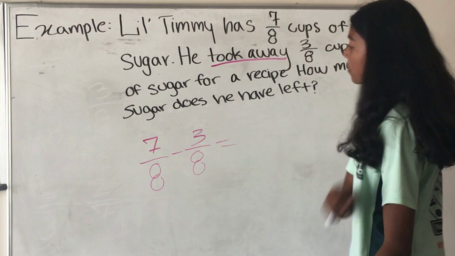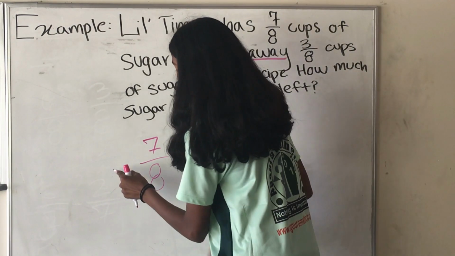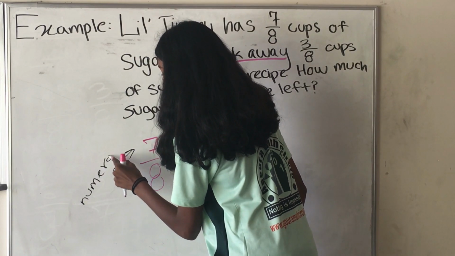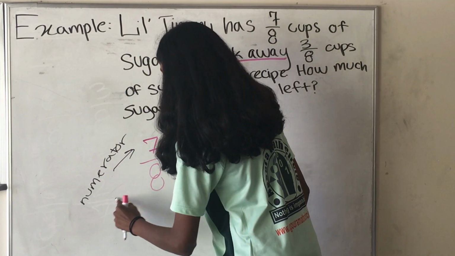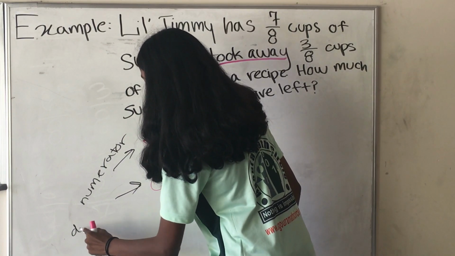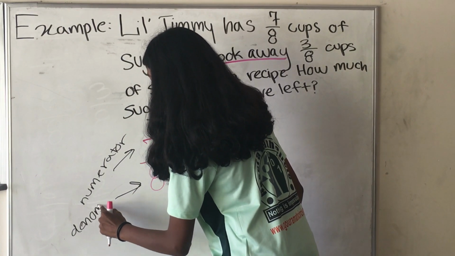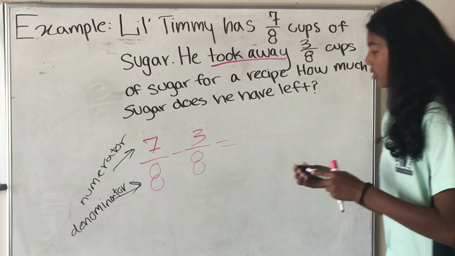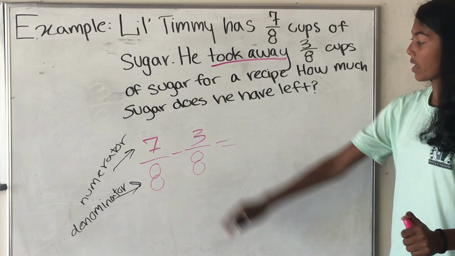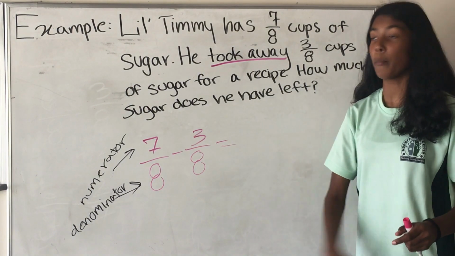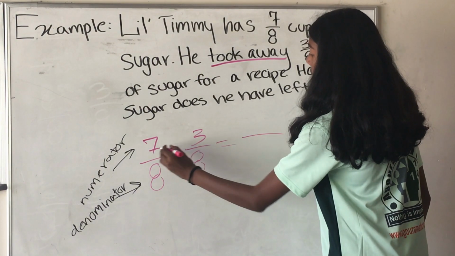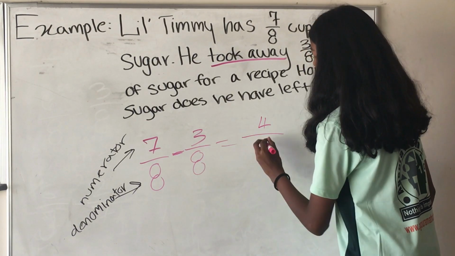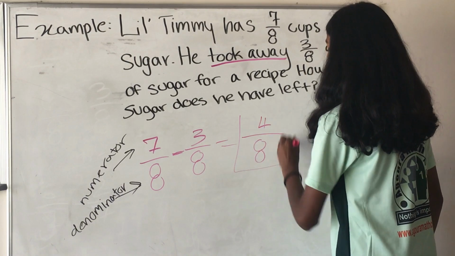Just a quick review and reminder, the top is the numerator, and the bottom is called the denominator. You probably can't read that, but sorry about that. And so we subtract the top and keep the bottom the same. 7 minus 3 is 4. 8 stays the same. So our answer is 4/8.